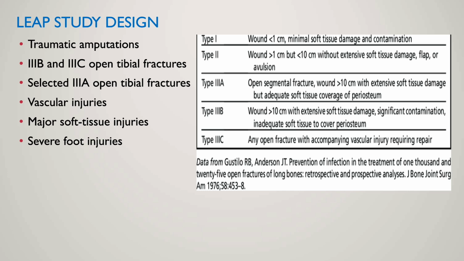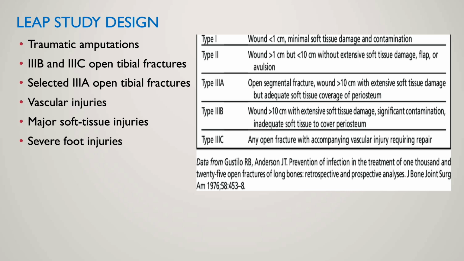Gustilo and Anderson, there is a classification of open fracture. They took the 3B, 3C, and 3A. So who is 3A? 3A is open segmental fracture, more than 10 centimeter with extensive tissue damage, but very important, where soft tissue coverage is possible.